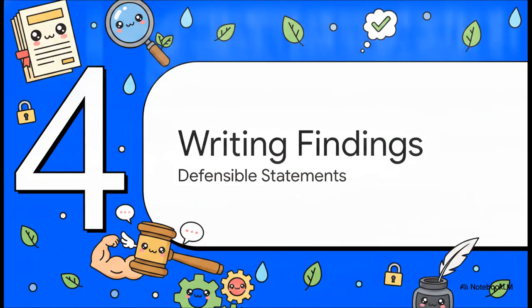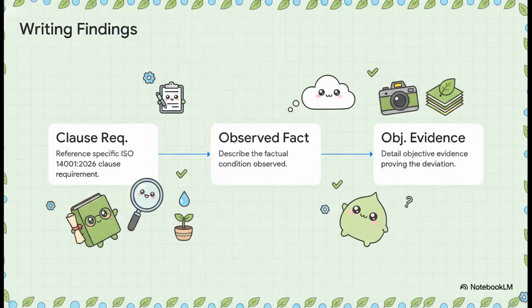Section 4, Writing Defensible Audit Findings. An audit finding cannot just be based on your opinion. It has to withstand intense scrutiny from the auditee. To write a finding that is truly defensible, you have to follow 3 precise steps. First, reference the exact ISO 14001-2026 clause requirement. Second, describe the factual condition you observed. And third, detail the specific objective evidence that proves the deviation. Psychologically speaking, presenting a finding with this exact unemotional structure prevents defensive arguments from the auditee. It instantly focuses everybody on fixing the actual problem rather than debating the audit itself.